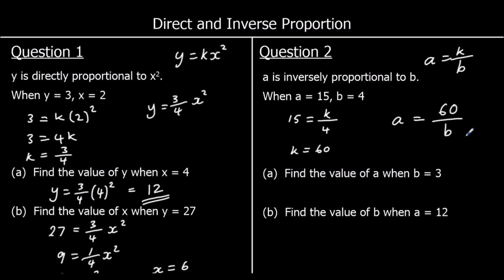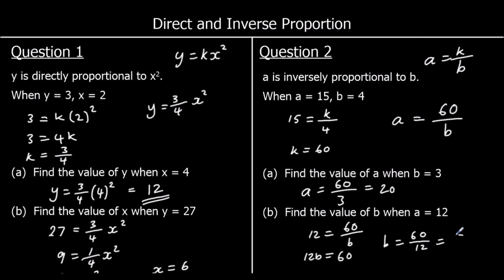So part A, find the value of a when b is 3. So it's going to be 60 over 3, which is 20. And part B, find the value of b when a is 12. So 12 equals 60 over b. So multiply both sides by b, and then divide by 12, and that is 5.